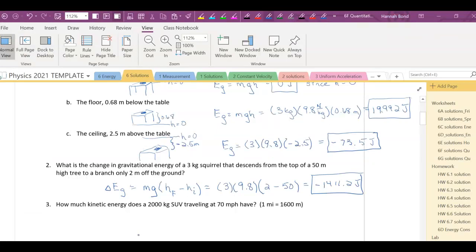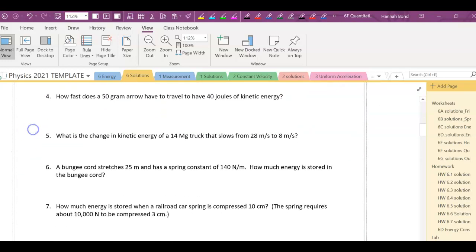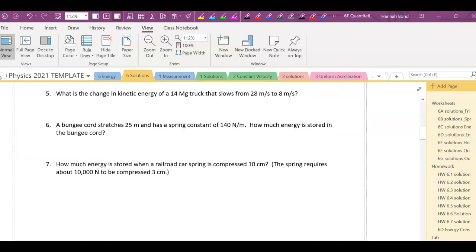So I'm back at worksheet F, and let's look at problem 6 and 7. So here in problem 6 we've got a bungee cord. Bungee cord is an elastic object. You can stretch it and it will bounce back. And here it says that the bungee cord has stretched 25 meters, so that is the displacement of this bungee cord. It has a spring constant of 140 newtons per meter. It's very common to talk about elastic objects as if they were springs. Okay, so they've given us a spring constant for this bungee cord.